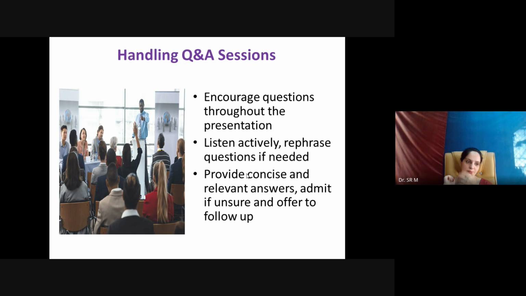How? Let us see. Encourage questions throughout the presentation. Please cultivate an environment of openness and inquisitiveness. How? You can invite questions at various points during your presentation. It need not necessarily be during your introduction or in the end. Even in between, you can have a dialogue with your students. Encourage your students to seek clarifications or share their insights as they arise.